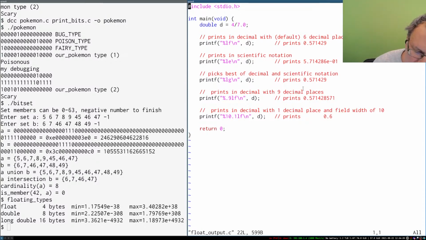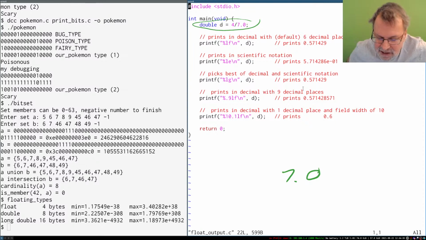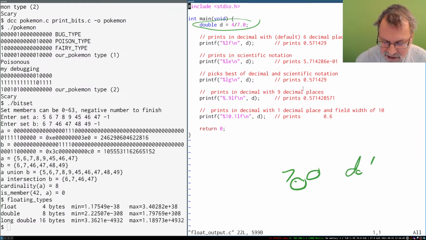So here's printing out a value. I've done int, so 4 is an int divided by 7.0. Now, what type is 7.0? Excellent question. So you're thinking, well, that's a whole number, isn't it? So that's an int. No. Once you stick a decimal point in there, C says, oh, that's a double.